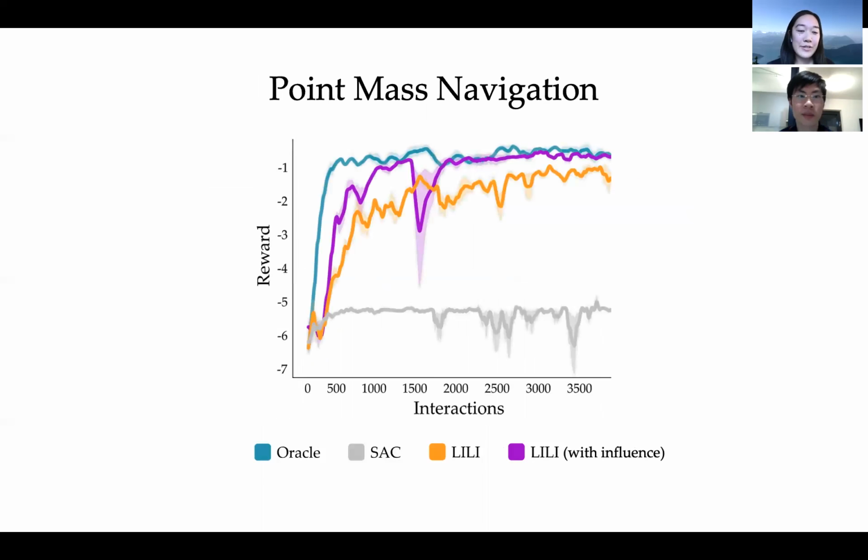So here's another visualization of the same thing. Here we're plotting the rewards collected during each interaction. And we see that Lily with influence almost matches Oracle performance, where the Oracle is given the ground truth position of the other agent, while Lily without influence earns slightly lower rewards.